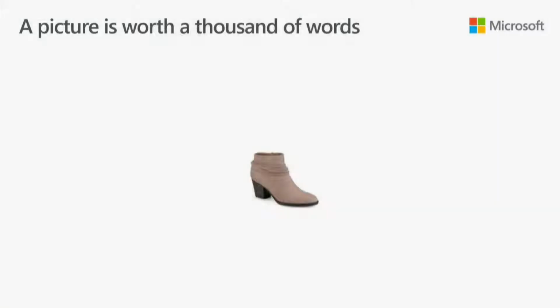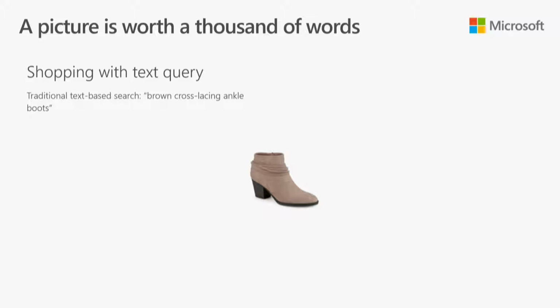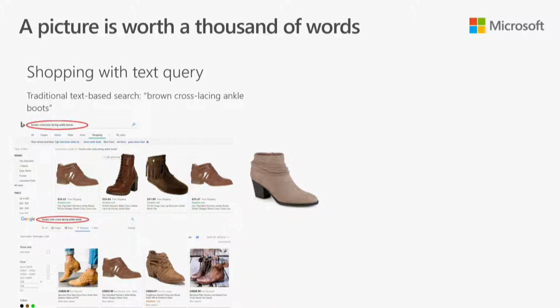To start, in many cases, an image is worth 1,000 words if you would like to describe a product. For example, if this is a pair of shoes that I want to search and buy online, the traditional way of searching is to open a search engine web page and type text to describe and name the product, like brown cross-lacing ankle shoes. Both Bing and Google can return some results for you to shop.